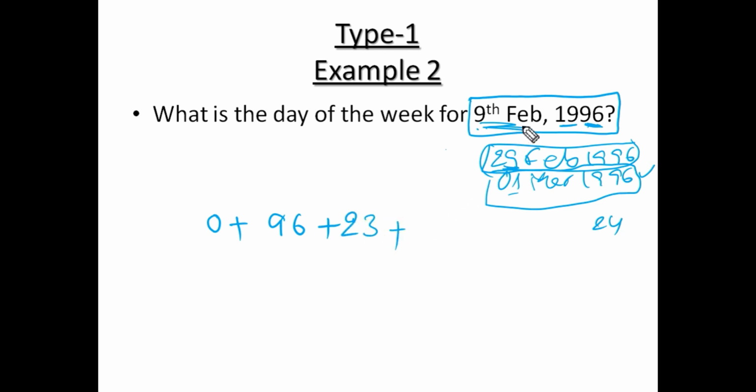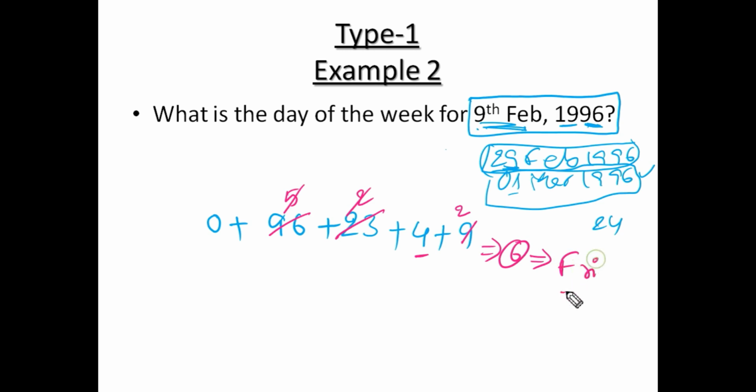Next. So what is the month code? February is 4. 4 is the February code. Then 9 days. Next. So directly cancel by 7 and take the remainder. When you divide this number by 7, the remainder is 2. Here 96, 91 is divisible by 7, remainder 5. And this 5 plus 2 is 7. The final remainder is 4 plus 2, 6. Again we got 6. So if it is 6, the answer will be Friday.